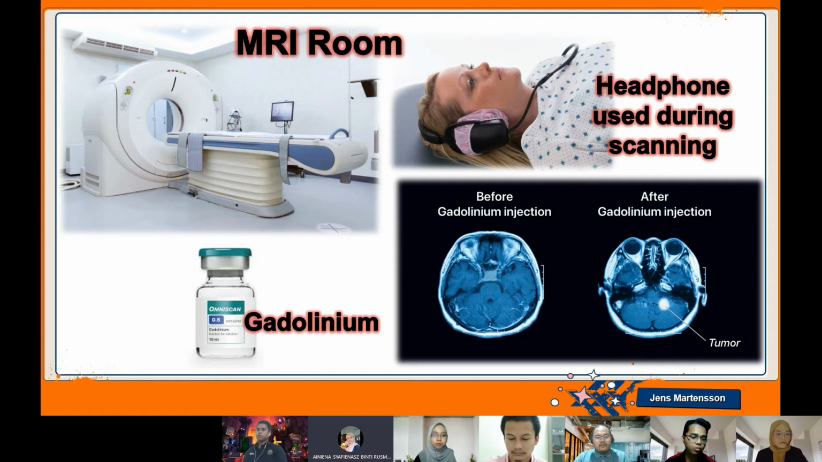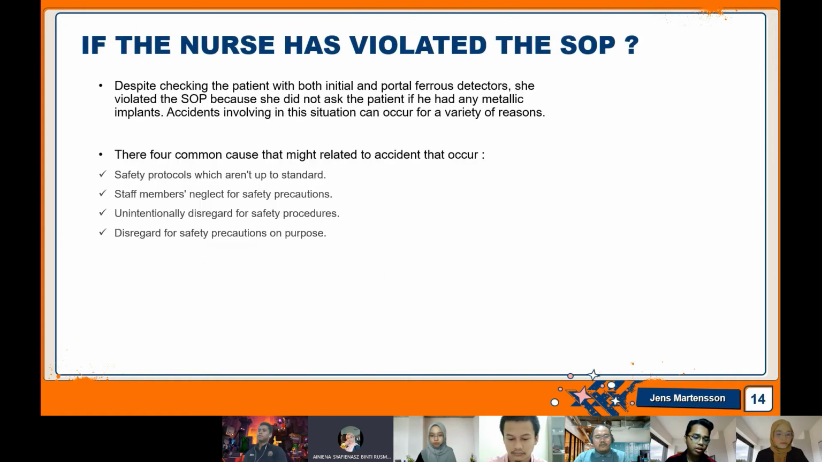For my part, I will explain whether the nurse has violated the SOP. Based on the question, despite checking the patient with both the initial and portal ferrous detector, she violated the SOP because she did not ask the patient if he or she had any metallic implant. Accidents involving this situation can occur for a variety of reasons, but there are four more common causes.